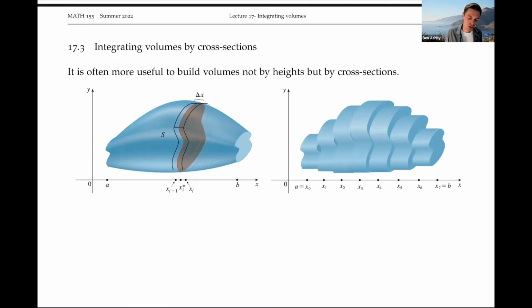Another way is to think about cross sections. So rather than thinking about volume under a surface, we can think about integrating volumes by looking at a cross section. So you can think of taking slices. Imagine this is, say, like a loaf of bread. You can think of these as bread slices. We're going to take very, very thin bread slices through this. Each of those will give you a cross section. And we're going to sum up all those different bread slices as they get very, very thin. And then that will turn our sum into an integral.